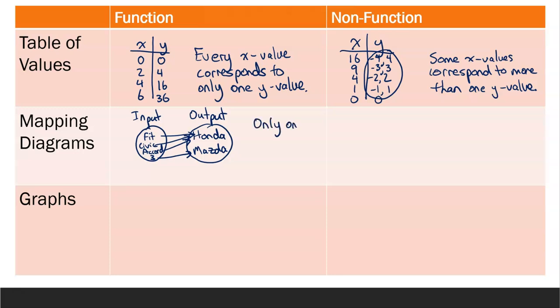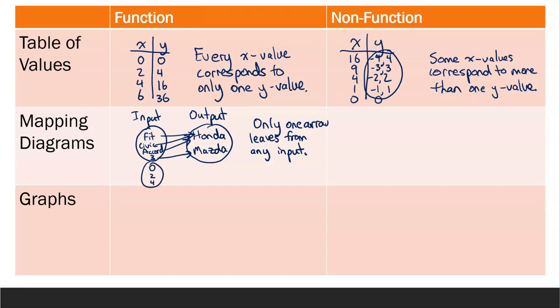And so every arrow is only going from each x value once. That's the key. Only one arrow leaves from each or any input only once. And so what you see there, that is a function.